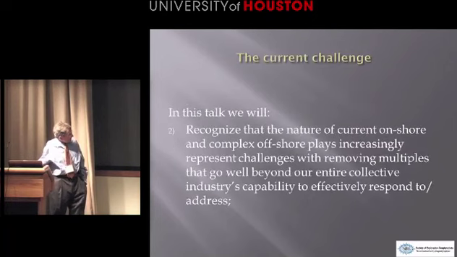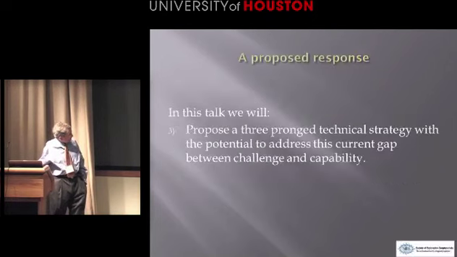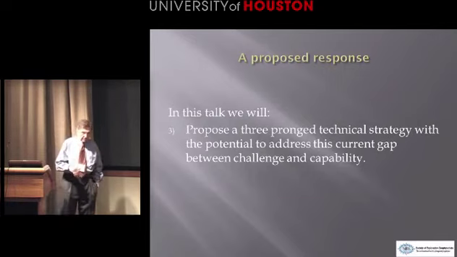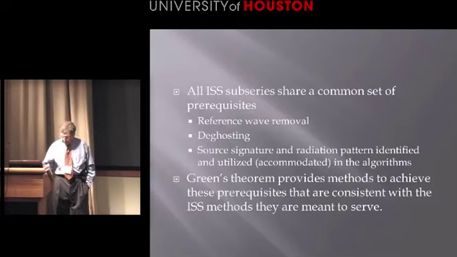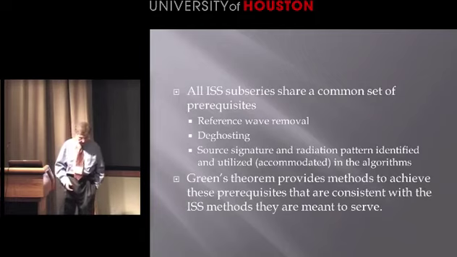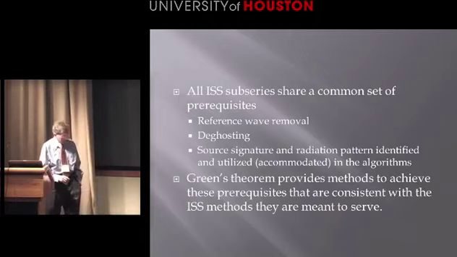So we're going to move on. What we are going to propose is a three-pronged strategy to deal with the problem today. And that's what this meeting's about, a major part of the meeting. What are we doing about this issue? The issue again is, how do you do internal multiple elimination, where primaries and different orders of internal multiples are near each other?